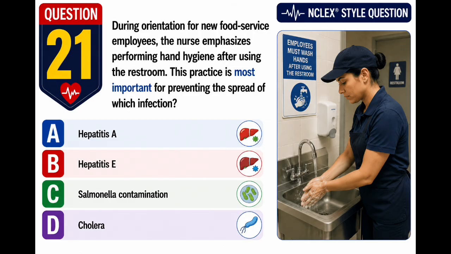Question 21. During orientation for new food service employees, the nurse emphasizes performing hand hygiene after using the restroom. This practice is most important for preventing the spread of which infection? Options: A. Hepatitis A. B. Hepatitis A. C. Salmonella contamination. D. Cholera.